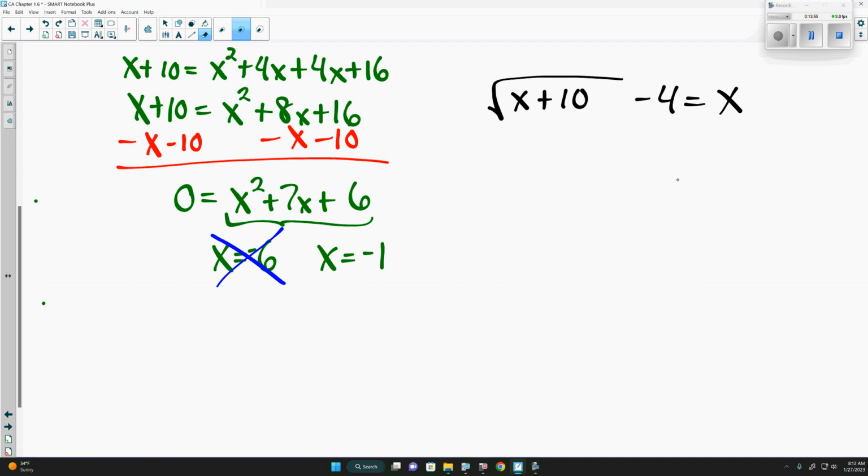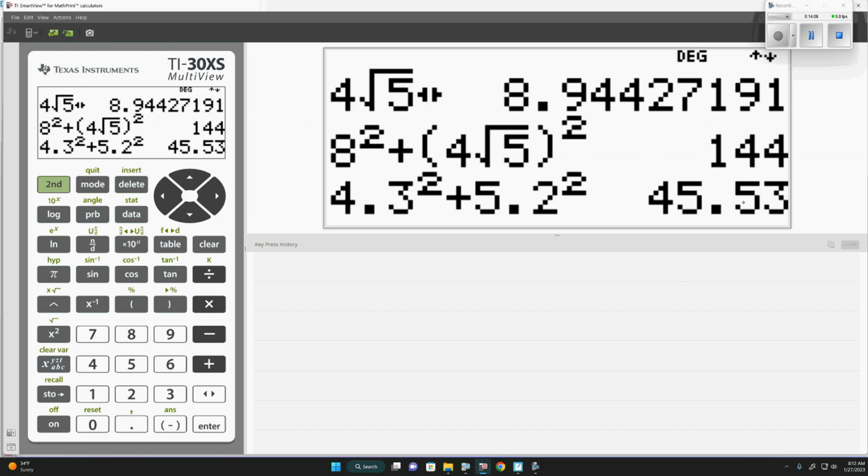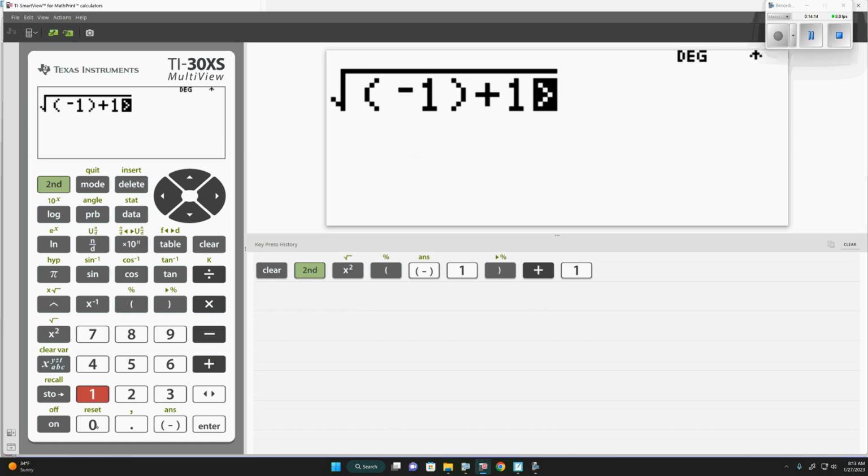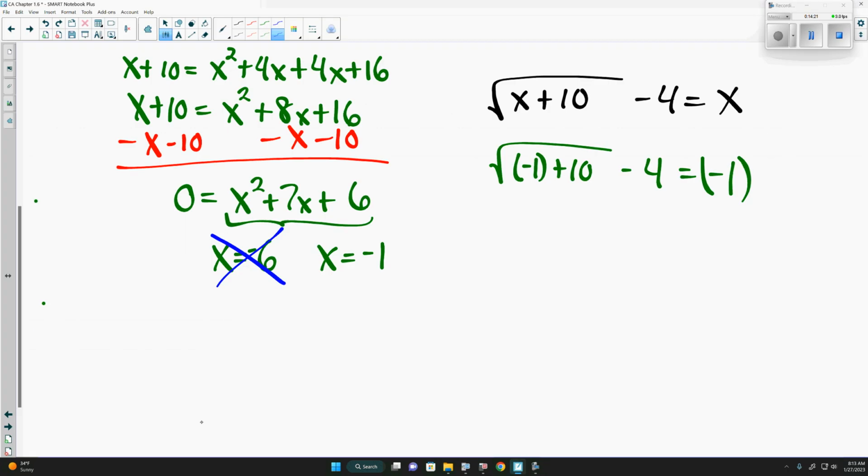All right. Now we can do the same thing with -1. So we can say the square root of -1 plus 10 minus 4 is equal to -1. So I can plug it in the calculator. Square root of -1 plus 10 minus 4 is -1. So we know this entire side is -1. The other side is -1. That works. So the only solution for this here is -1.